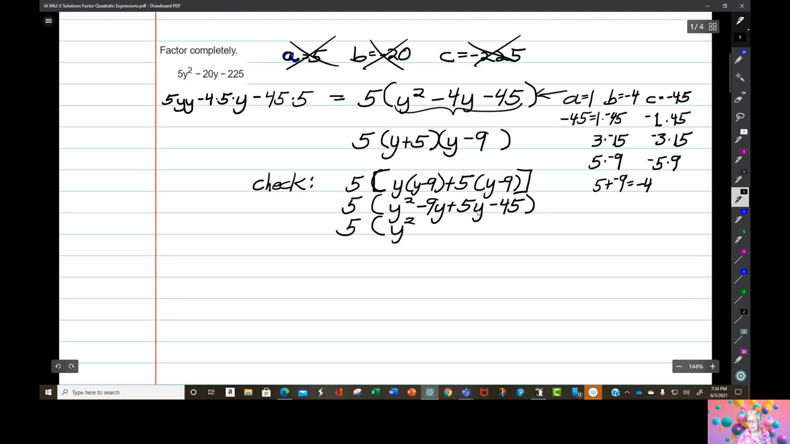Y squared, because I need to combine these like terms, that will be minus 4y. Minus 45. Now I distribute the 5. 5 times y squared is 5y squared. 5 times minus 4y is minus 20y. And 5 times minus 45 is minus, excuse me, 225. And that's exactly what we started out with. So we can be happy. Moving along.